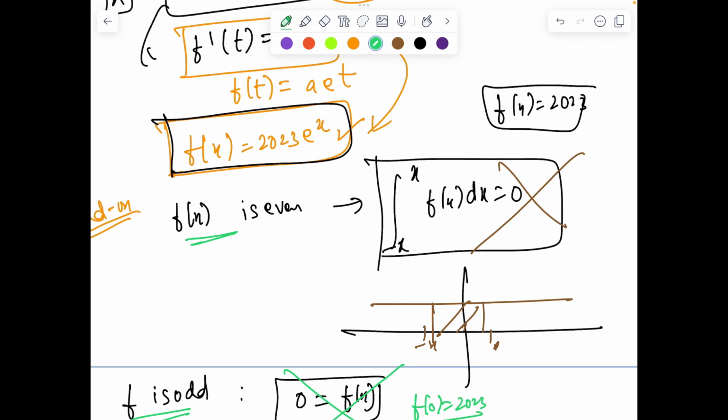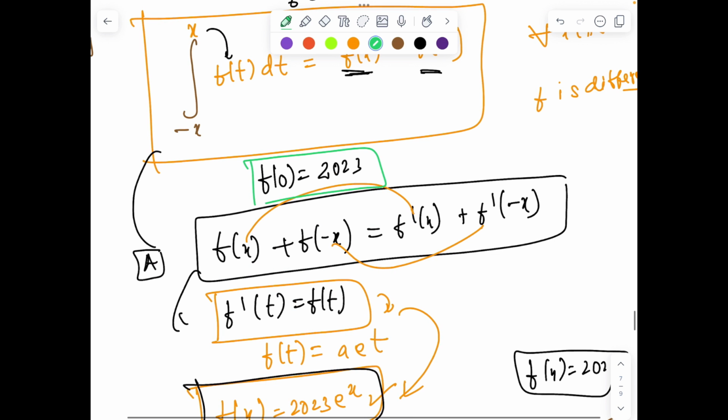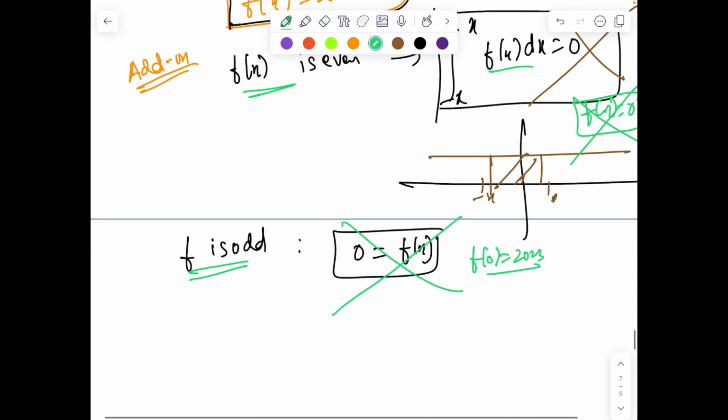Similarly, if f of x is an even function, the integral from minus x to x of f of x dx is 0, and that forces the function to be 0 because it is true for all x, and that's again not possible because of the restriction f of 0 is 2023. So I know there will be some bit of odd function and bit of even function that can work over here, right? That's because of the symmetricity of this problem.